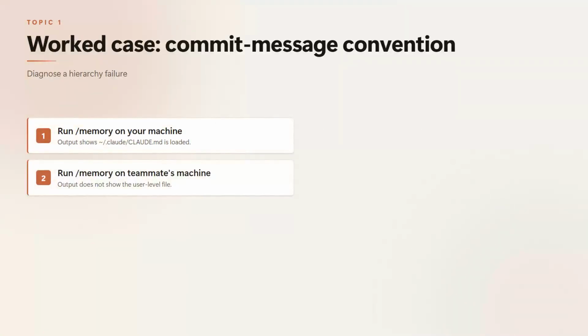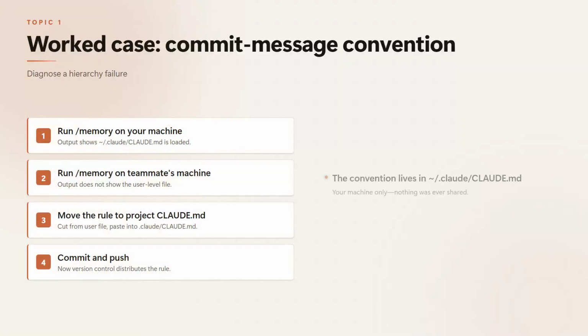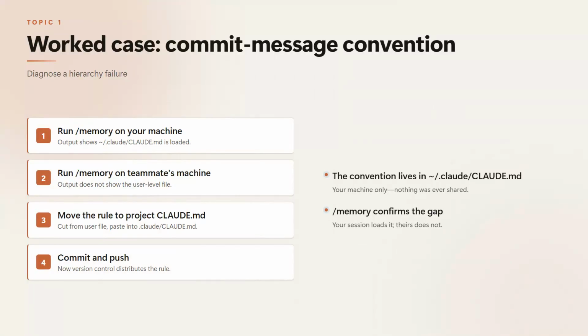Take the commit message convention case. You run /memory on your machine and see ~/.claude/claude.md in the loaded files list, that's where the convention lives. On the new teammate's machine, /memory shows only the project level file. The call is to move the rule from your user level file into the project level CLAUDE.md. The alternative is telling them to copy your user file, but that loses because it just creates another isolated machine, the rule still isn't shared, and the next joiner will hit the same wall.